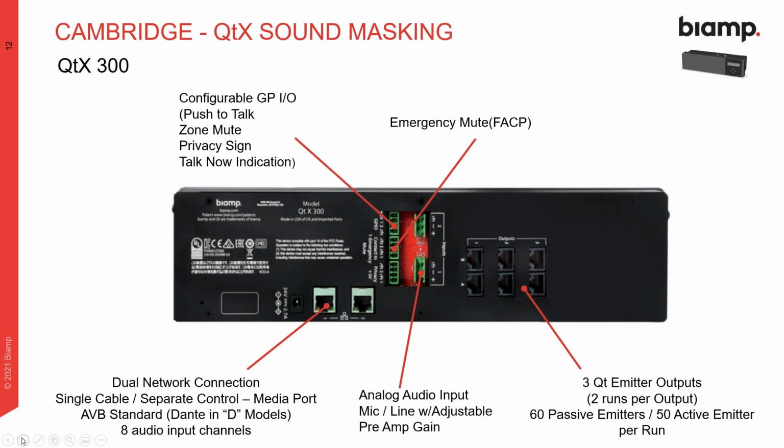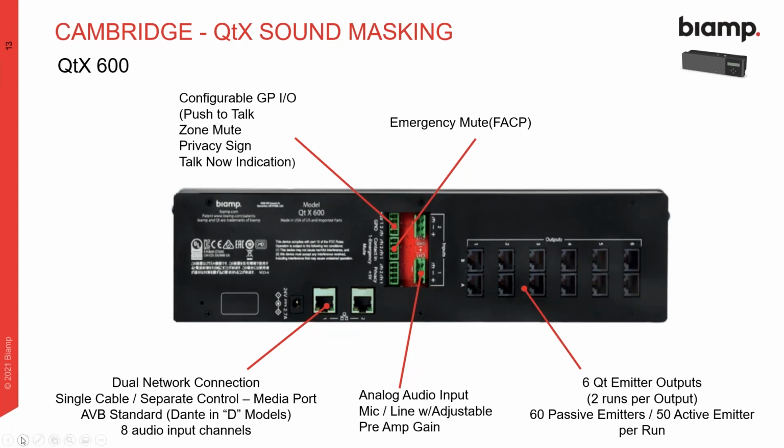On the right side of this QTX 300 are 3 outputs, and something else to bring your attention to on the previous product: these outputs were actually called zones. This QT product would have 3 zones. With this new QTX platform, they are called outputs, because with these outputs, they are able to be virtually zoned in the software, which is different than the previous product, which had fixed zone outputs. And I will show you that later on, okay?